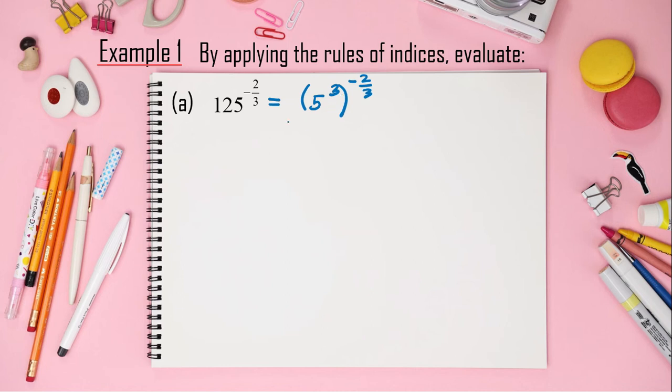So for this one, when we multiply 3 with negative 2 over 3, we have to cancel out the 3. So we are left with 5 to the power of negative 2. And this is basically 1 over 5 squared, which makes 1 over 25.